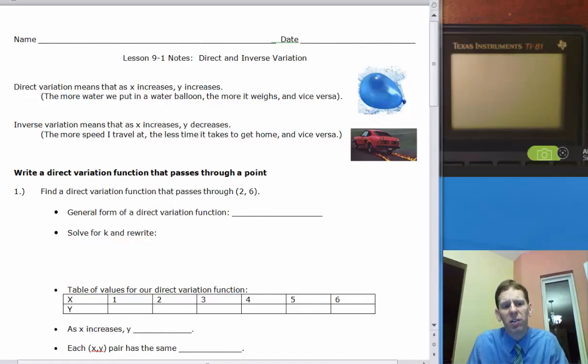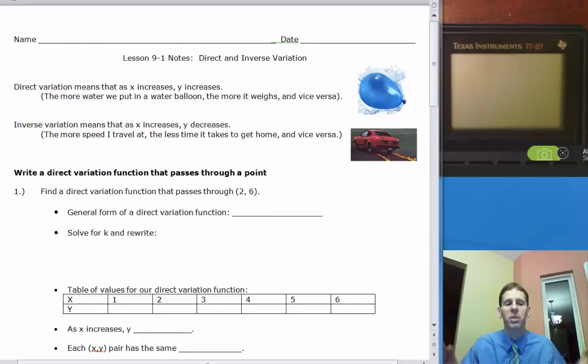The idea of direct variation is the idea that as x increases, y increases. An example might be the more water we put in a water balloon, the more it weighs. And consequently, the less water we put in a water balloon, the less it weighs. Inverse variation means that as x increases, y decreases. The more speed I travel at, the less time it takes to get home. The faster I go, the less time it takes. Vice versa as well. The slower I go, the more time it takes for me to get home.